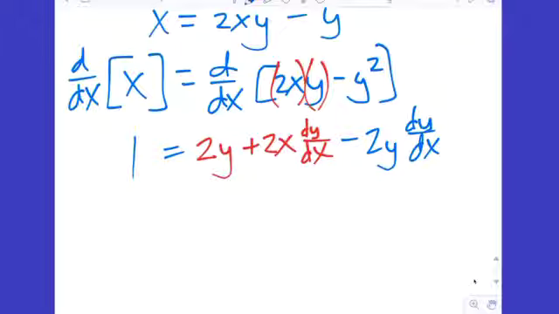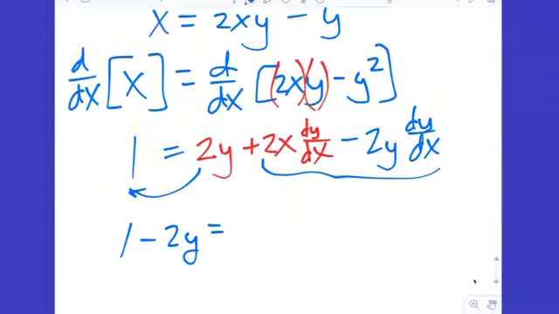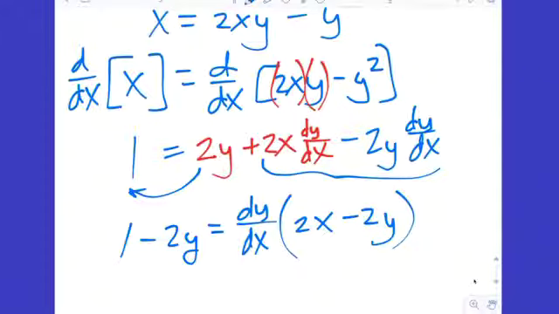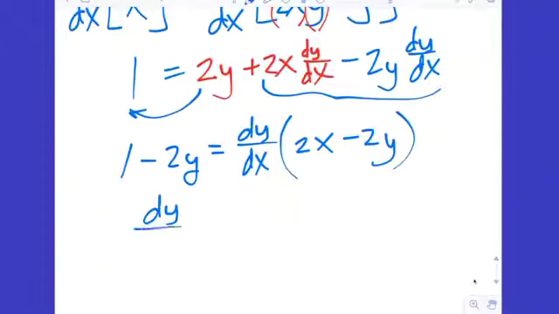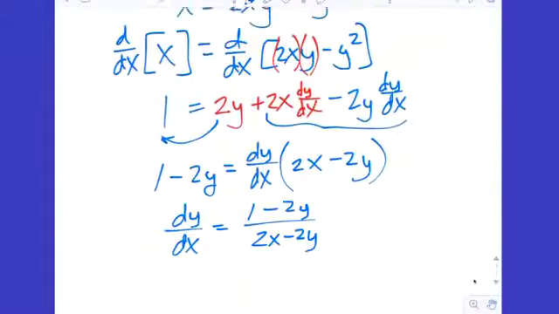Now I'm going to go ahead and bring the 2y across. It becomes 1 minus 2y. And then that leaves these guys by themselves on the right-hand side. So now I'll factor out the dy dx. And you get 2x minus 2y. And then to finish it off here, you divide through, and you end up with 1 minus 2y all over 2x minus 2y. Now let's say this was a multiple choice question, and all of your answer choices were in variable form. You know you did it right.